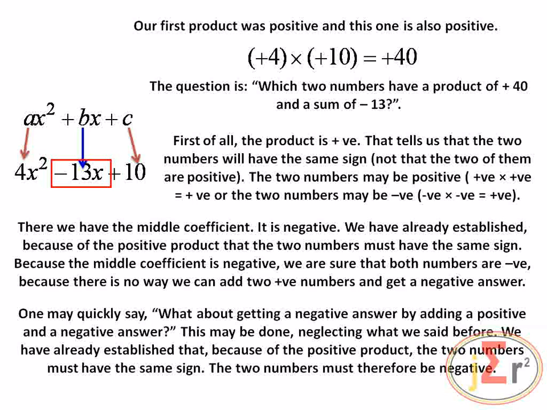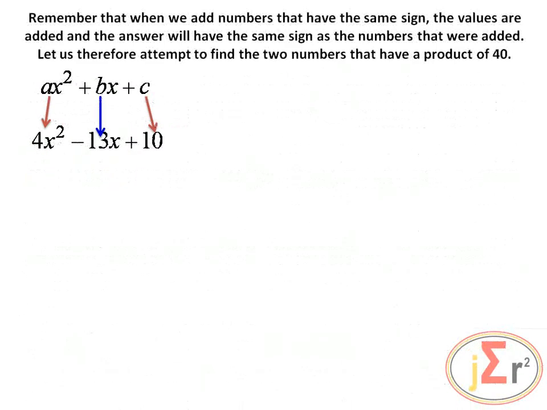But what is the problem? This may be done neglecting what we said before. We have already established that because of the positive product, the two numbers must have the same sign. The two numbers must therefore be negative. Remember that when we add numbers that have the same sign, the values are added and the answer will have the same sign as the numbers that we are adding.